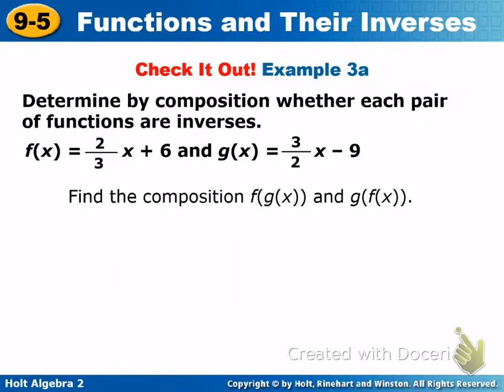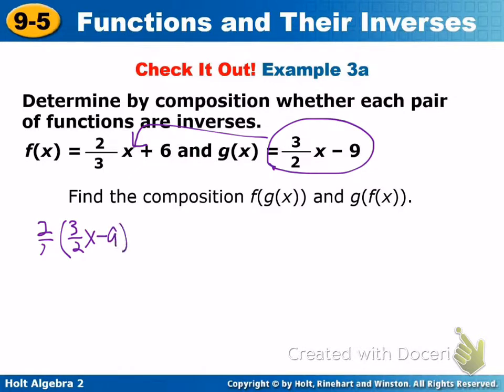So the first one we're going to do is the f of g of x. I'm going to take the g of x and put that into f. So that would be 2/3 times, and put all that in, 3/2 x minus 9, and then plus the 6. All right, so the 2/3 times the 3/2. 2/3 and 3/2 are reciprocals of each other. You multiply those together and you get a 1. So that's going to be your 1x.